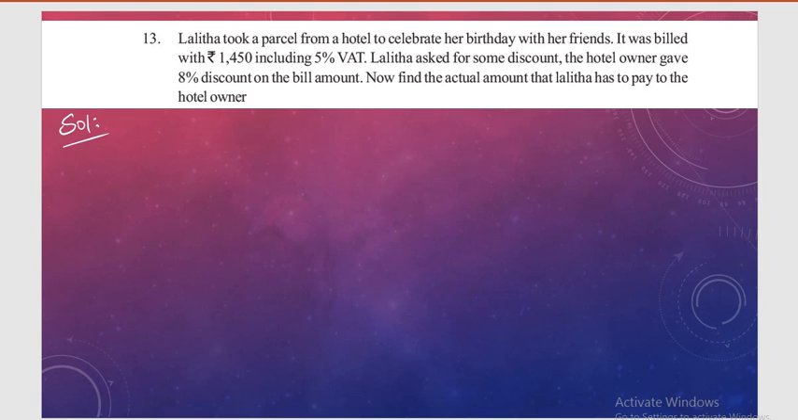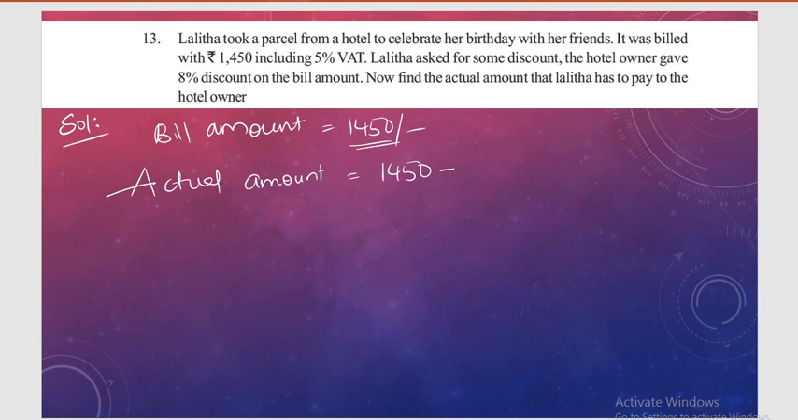So what is the billed amount? The billed amount is nothing but 1450. Now Lalita asked for some discount. The hotel owner gave 8% on the bill amount. So for this 1450 rupees, he has given 8% discount. From this, the actual amount that she has to pay is nothing but the billed amount minus 8% of the billed amount. So 8% of 1450, which gives me 1450 minus 8 by 100 into 1450.